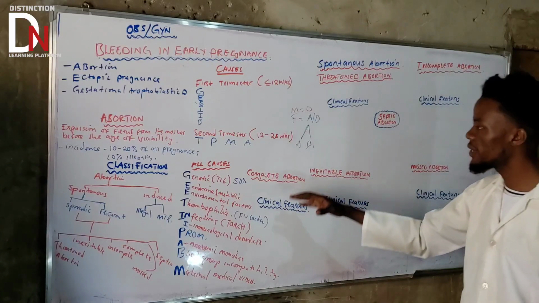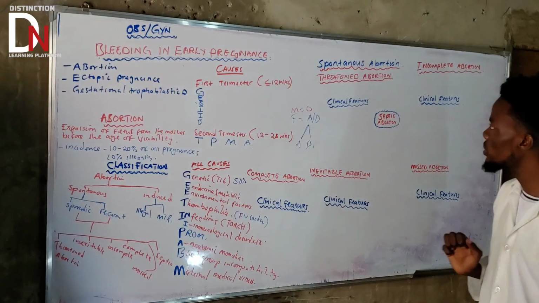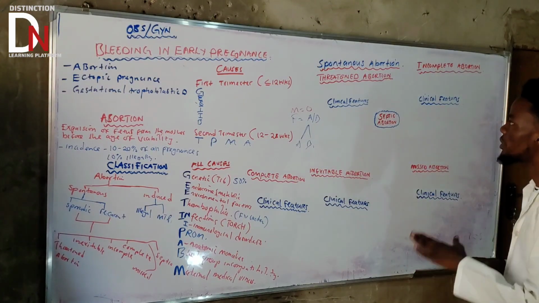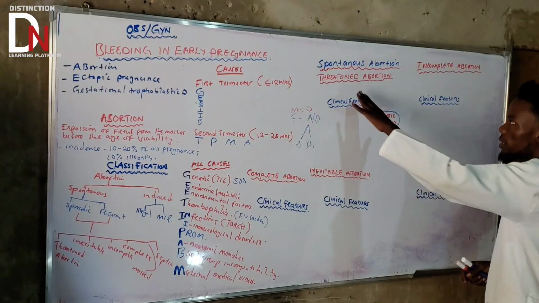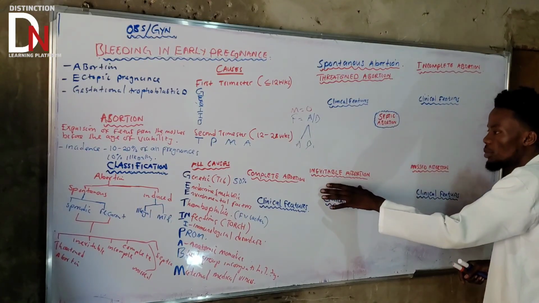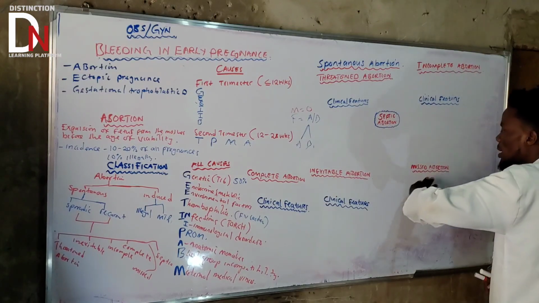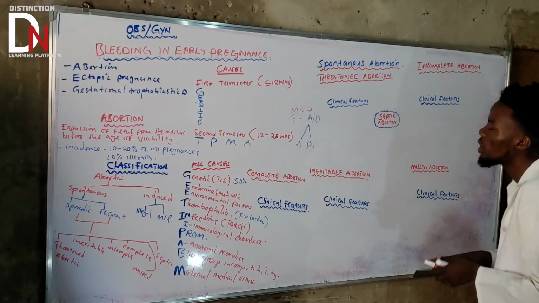Now, since we are done with the causes, let's dive into the types of abortion. Let's talk about the types of spontaneous abortion. What are those? Remember, again, to recap, there is threatened abortion, inevitable abortion, complete abortion, and also incomplete abortion, as well as last, which is missed abortion.